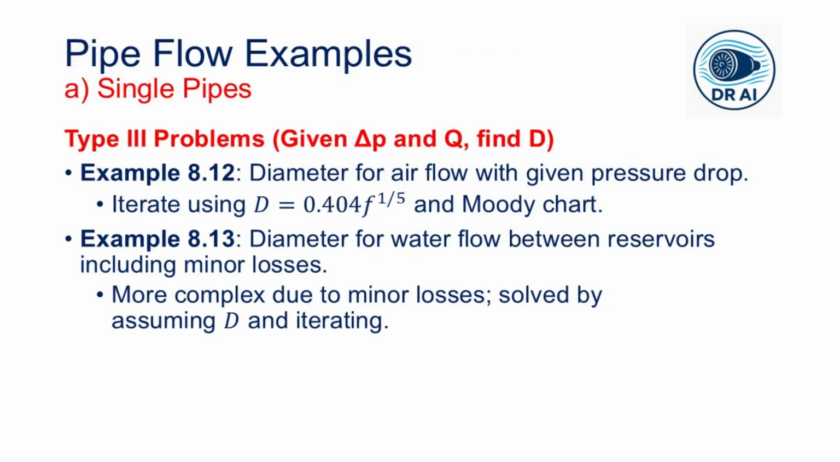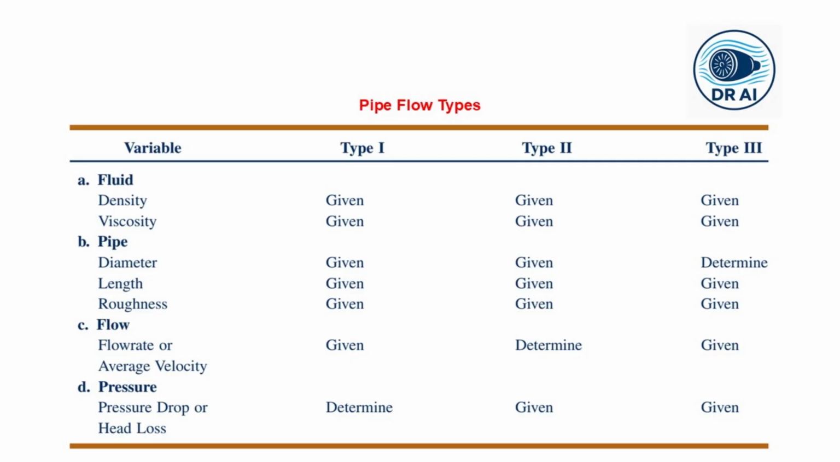Example 8.13 adds another layer of complexity by including the minor losses. This makes the equation for D even more complicated. So the text suggests that in this case, it might be easier to guess a diameter value D first, calculate the corresponding F from the energy equation, and then check that friction factor against the Moody chart. This is a different iterative path, but the principle is the same. You keep adjusting your guess until all the equations are satisfied. Now, the conceptual framework for single pipes: before we move on, let us step back and see the big picture.